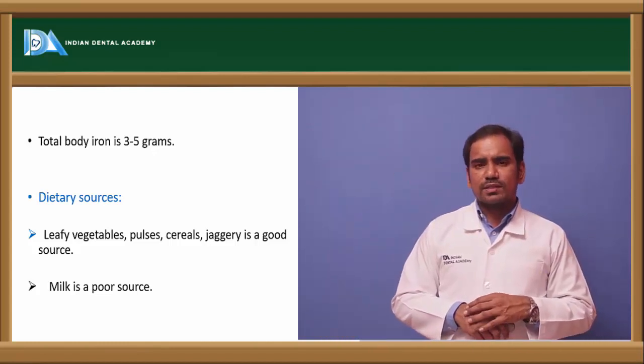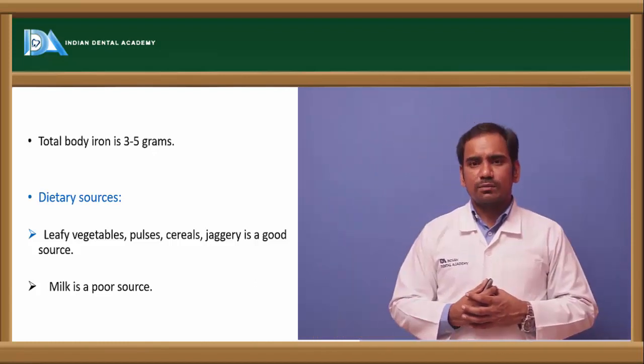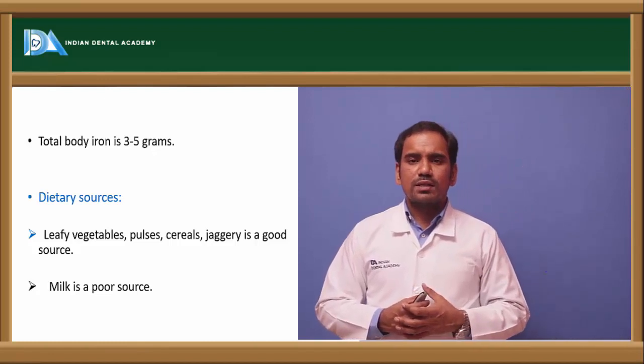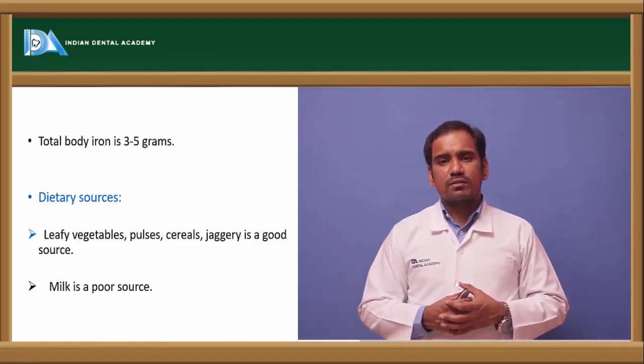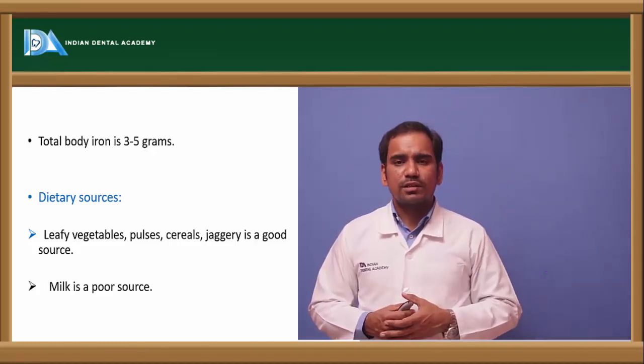And what are the sources of iron? The dietary sources of iron are green leafy vegetables. Those are the important dietary sources. Apart from that, we have pulses, cereals, and jaggery is a very good source of iron. So that's about the sources of iron.